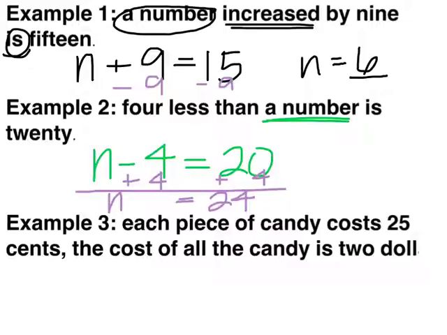And we go back to the original question, 4 less than a number. So 4 less than 24 is 20, which is true. Example 3, each piece of candy costs 25 cents. The cost of all the candy is $2.